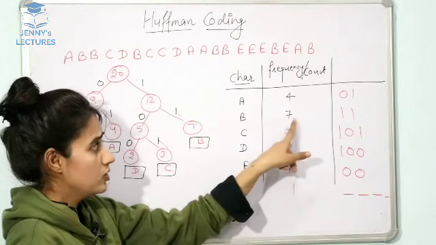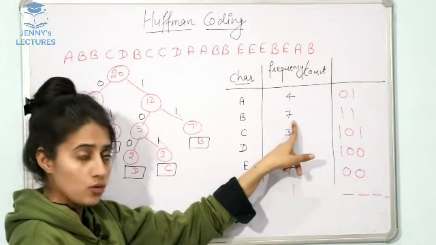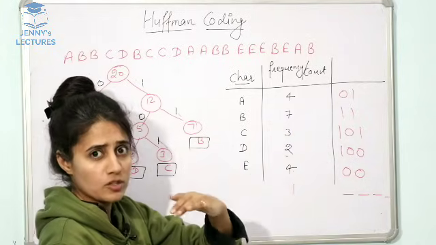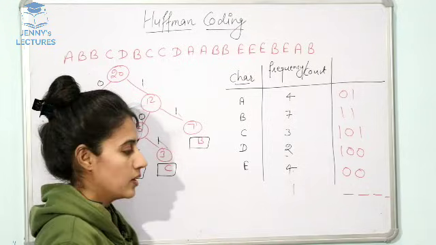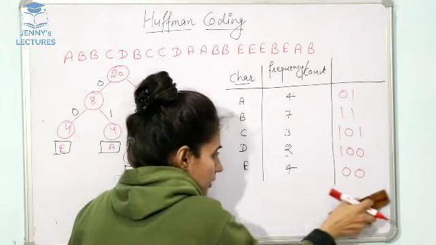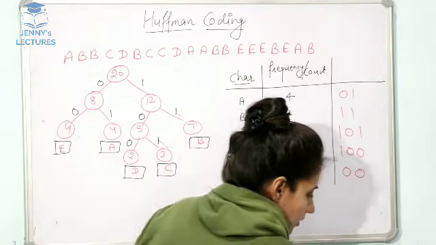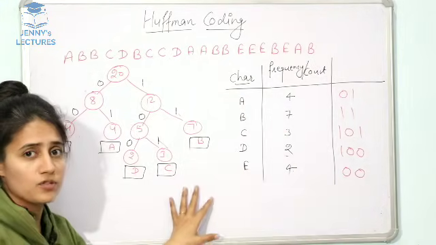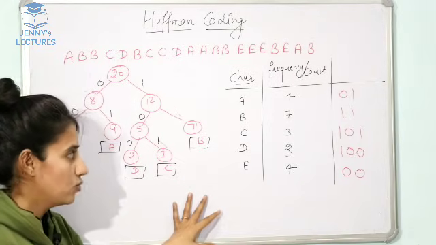So the character that appears the most number of times, whose frequency is the highest, how many bits will its Huffman code have? Fewer. Okay, that is the rule. And this Huffman coding will also satisfy the prefix rule. I will discuss that rule later.